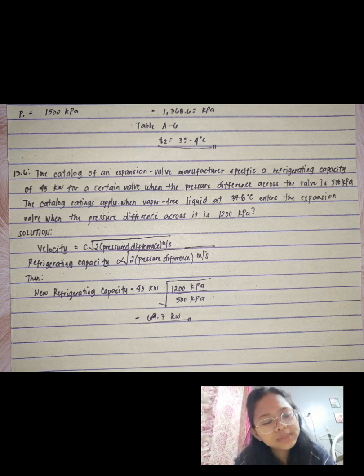For our last problem, 13-6, the catalog of an expansion valve manufacturer specifies a refrigerating capacity of 45 kilowatts for a certain valve when the pressure difference across the valve is 500 kilopascal. The catalog ratings apply when vapor-free liquid at 37.8 degrees Celsius enters the expansion valve when the pressure difference across it is 1,200 kilopascal.